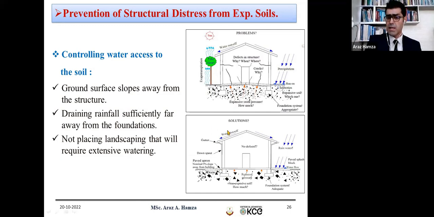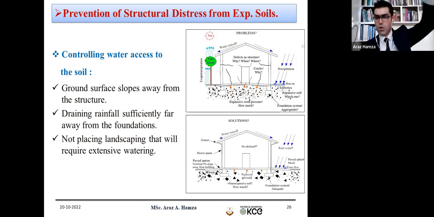Drain rainfall sufficiently away from the foundation, both rain water and roof water. In the first picture, you see the water freely comes beside your foundation and goes beneath your foundation. 100% it affects your foundation. If you find any structure around your home, around your institute, with a crack, just look at this. There is some area around the project where water can go beneath the foundation easily. Therefore, it's very good to manage it properly by piping and try to direct it away from your structure.